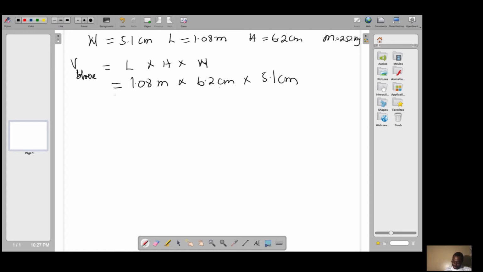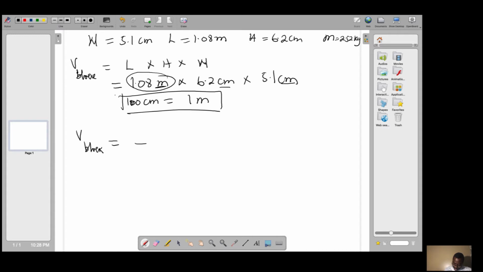Now, as you can see, the units are not consistent, because this is centimeters and this is meters. So we have to convert this to centimeters as well. But we do know that 100 centimeters equals 1 meter, so we can use this to convert that. So for the volume of the block, I'll convert it here, with 100 centimeters over 1 meter. Then I'll close it, then multiply by 6.2 centimeters, then by 5.1 centimeters.